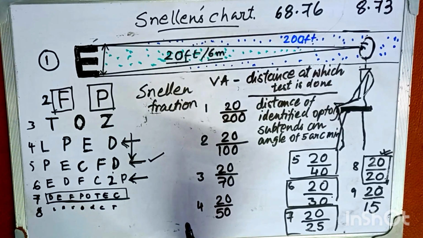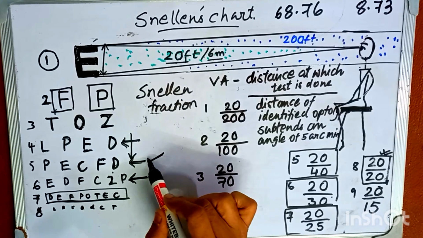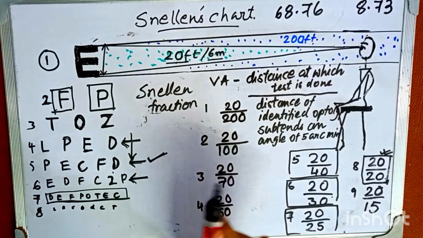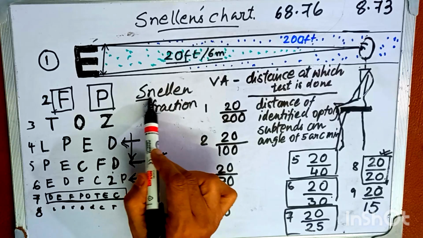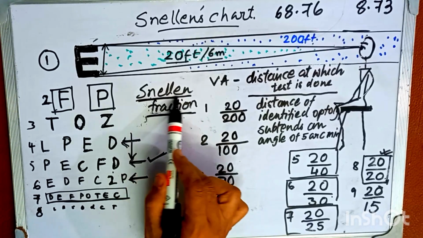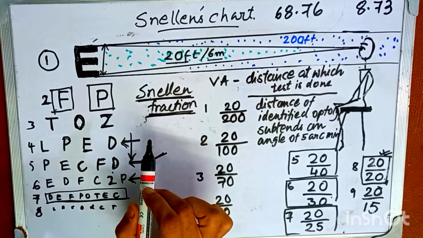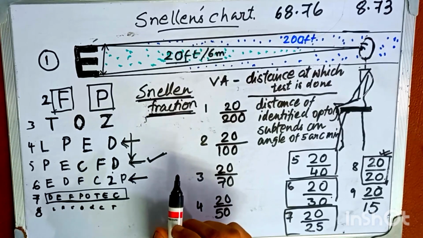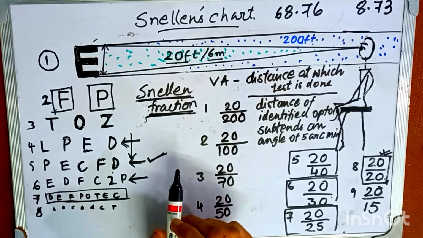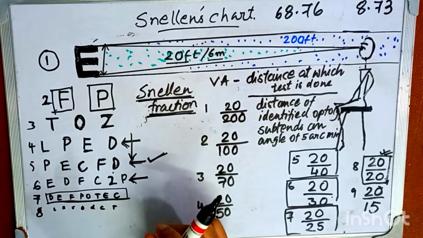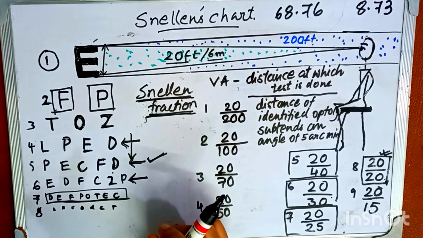From this line we get a particular piece of information and say that your vision is this by this. This is actually a fraction. It is called the Snellen fraction. And what is this fraction, this ratio? This ratio is devised by a rule, and I'll explain this rule now.